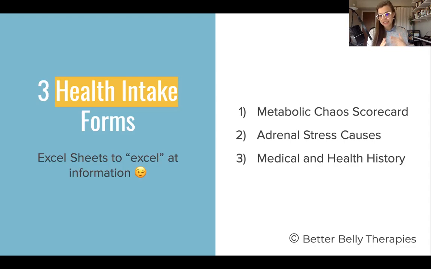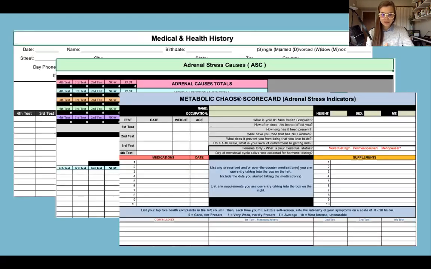The 3 health intake forms have 3 different names. One is the metabolic chaos scorecard, which is why we call them all scorecards. We have adrenal stress causes, which is another form of scorecard, and the medical and health history, which is kind of like a normal medical and health history, but it's also something that we can use to continue evaluating moving forward.